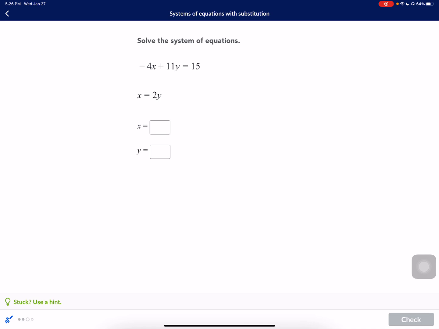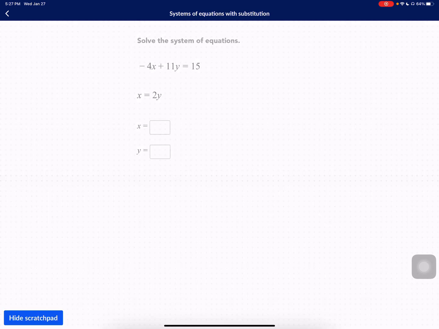Okay, here is a Khan Academy exercise called Systems of Equations with Substitution. What we do here is use the information that's given to us to solve for what x and y are equal to. This is basically where these two linear functions cross each other on a graph. So the solution here would be their point of intersection.